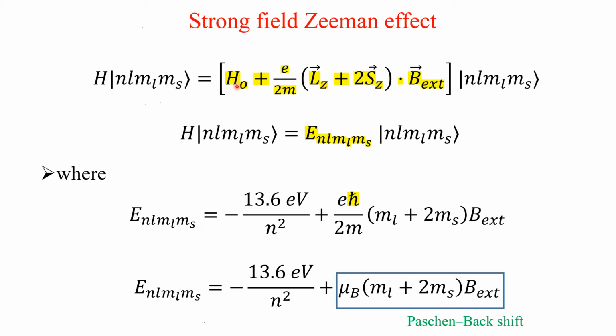So when H naught acts on this ket vector, that is the unperturbed Hamiltonian, you know very well this energy level, if there is no perturbation, the energy level purely depends on the principal quantum number, that is inversely proportional to the square of the principal quantum number. So this will be minus 13.6 electron volt divided by n squared. This is due to H naught. That you have to keep in your mind. This first term is due to this H naught.